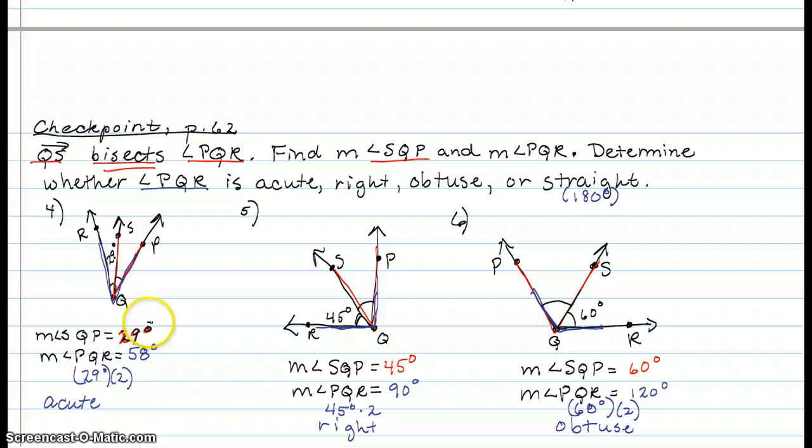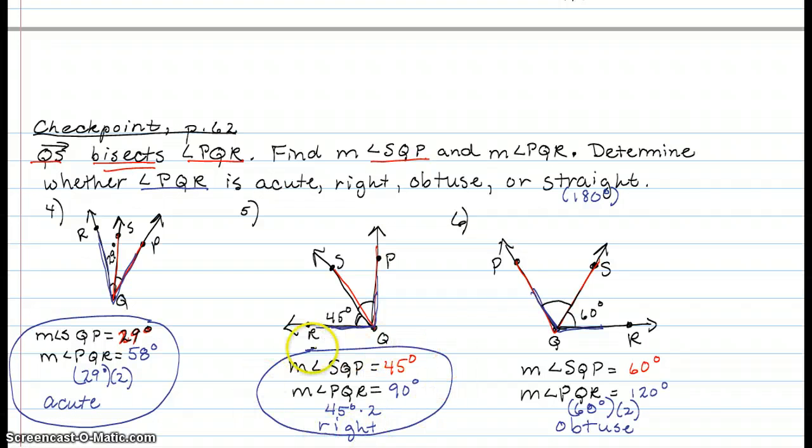So you have 3 answers here. You have your 29 degrees, 58, and acute. So all of these have 3 answers. So make sure, big thing on these is that you follow directions. Okay, now we're going to go to the more complicated ones.